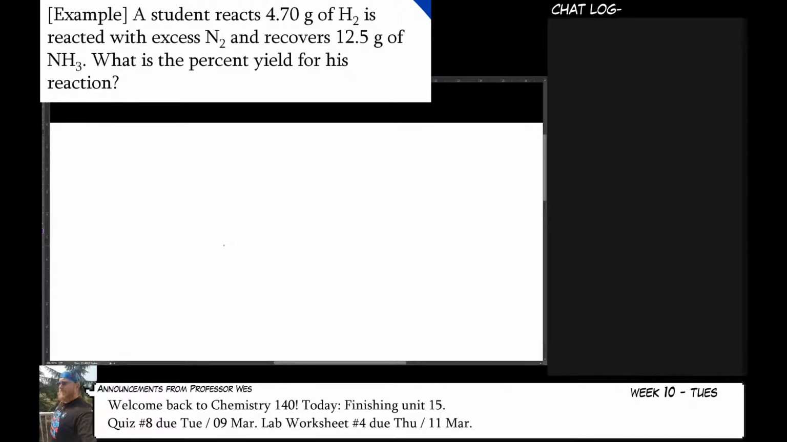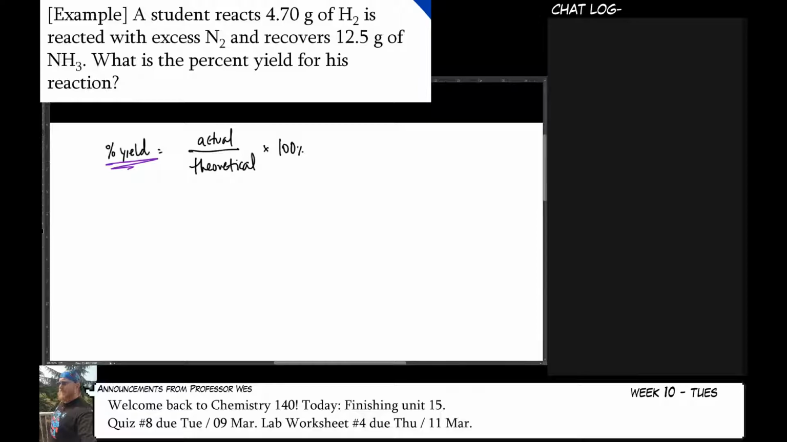If you're ever given a percent yield problem, the first thing that you should do is write down the percent yield equation. Okay, there we go. So that's our percent yield equation. Let's look at what we know and what we're trying to solve for. It says, what is the percent yield for the reaction? So this is what I'm trying to solve for.